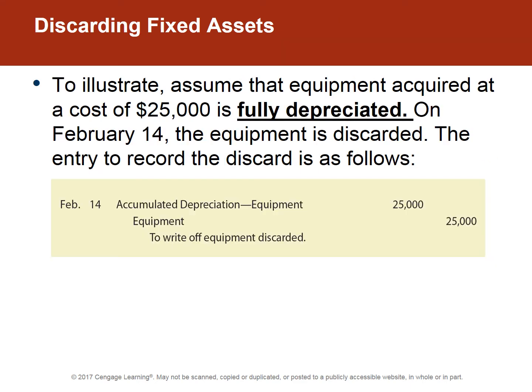So as our illustration, assume that some equipment that costs $25,000 has been fully depreciated, and that means that the $25,000 equipment that's fully depreciated has accumulated depreciation in the contra account of $25,000 as well. So if it is discarded, the equipment is removed from, of course, the premises, and on February 14th in this example, they write off the discarded equipment by crediting the equipment to remove it and debiting accumulated depreciation. The records for this piece of equipment are no longer there.